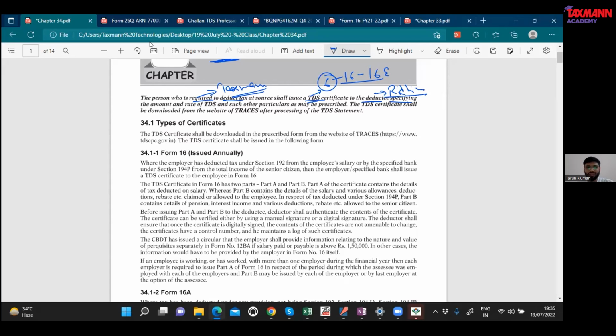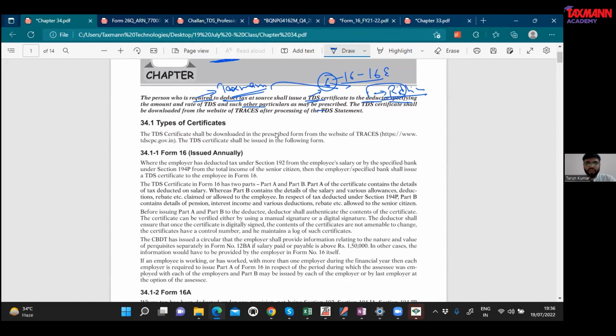I am taking the example of Ridhima in every case, so she will be after my life. Here the entire payment is made by Taxman only to her. All other faculties are not getting any payment. So it will specify the amount and rate of TDS and such other particulars as may be prescribed. What all particulars were on Form 16A? The name of deductor, name of deductee, PAN of deductor, PAN of deductee, amount paid, section and nature of payment, the amount of TDS deducted, and against which challan this TDS was deposited. All these details were on that TDS certificate.